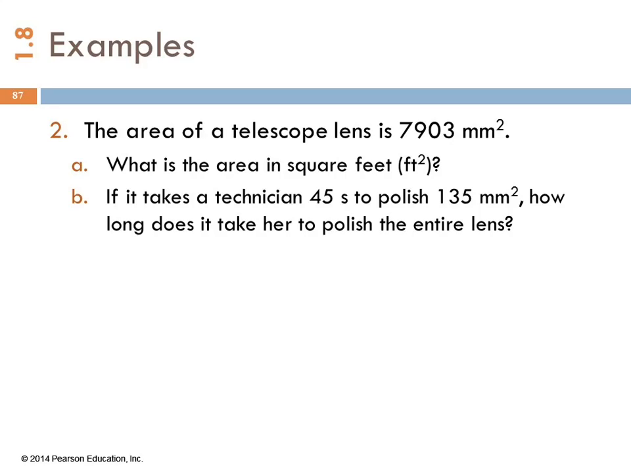So here we have our number. There's only one number given to us. So this is our beginning unit, and we're trying to find square feet. So we've got 7,903 square millimeters, and we're trying to get to square feet.